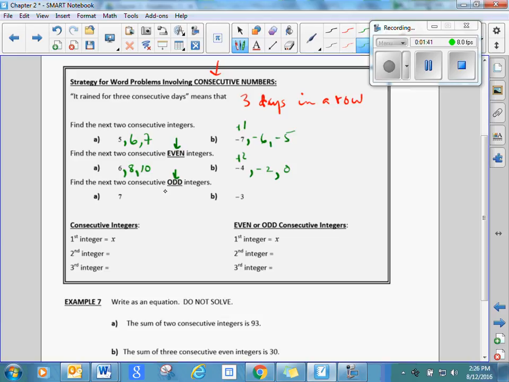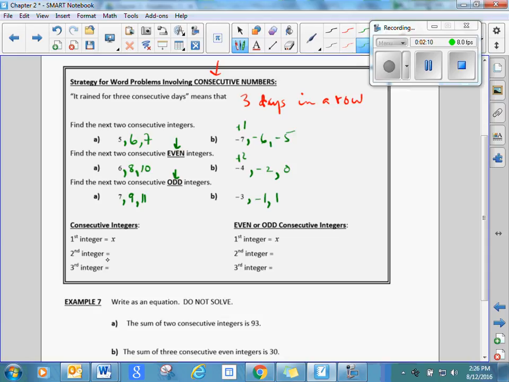Funny enough, when you're talking about consecutive odd integers, you're doing the exact same thing. You're skipping the next number and going to the number that's 2 away. So we would add 2 to 7 and get 9, add 2 to 9 and get 11. Add 2 to -3 and get -1, and add 2 to -1 and get +1. So this is kind of what consecutive integers and even and odd integers look like in math.